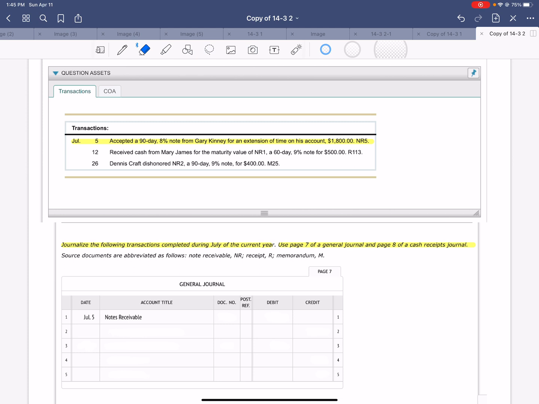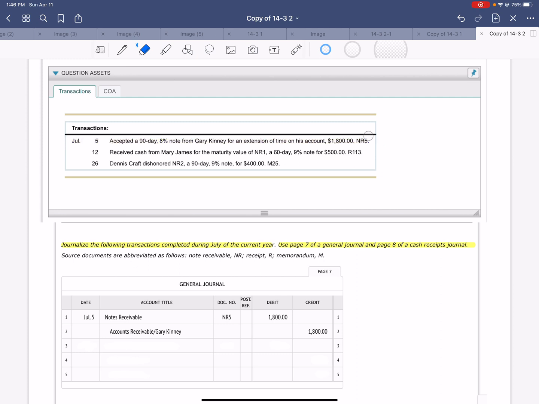Notes receivable is an asset. We're increasing that amount by $1,800. We're going to credit accounts receivable. We're taking it out of his account because we're putting it into like a loan or a notes receivable for $1,800. And the source document is notes receivable NR5. So again, it's just a note, switching it over from your accounts receivable to a notes receivable. And again, we create a promissory note that you can enforce in court.